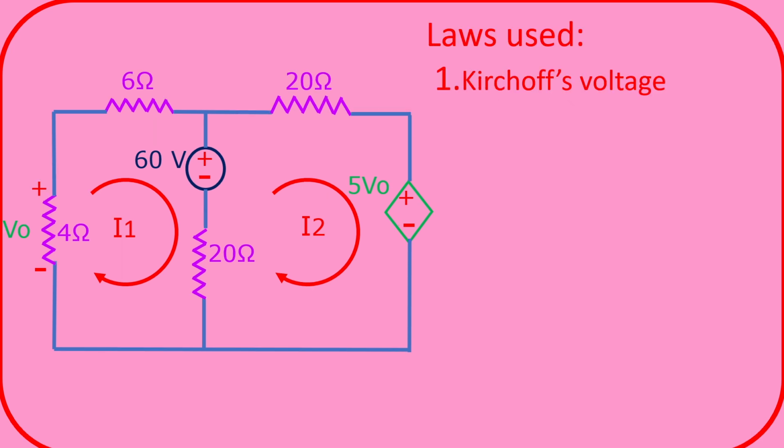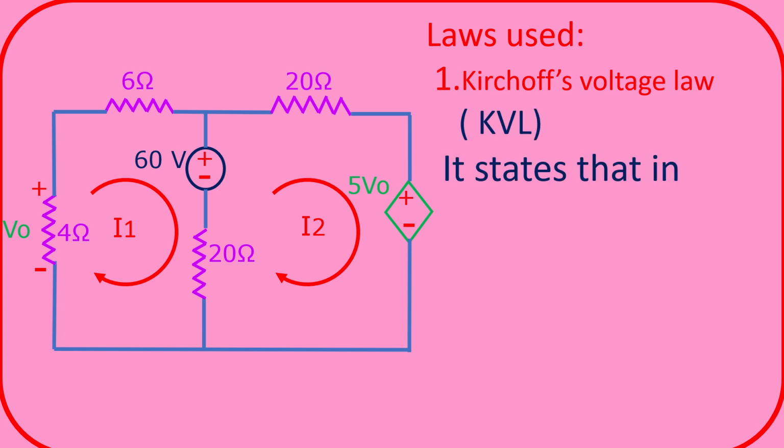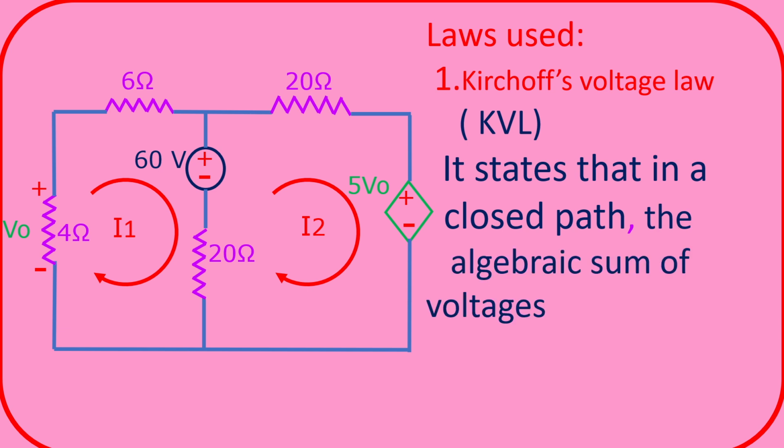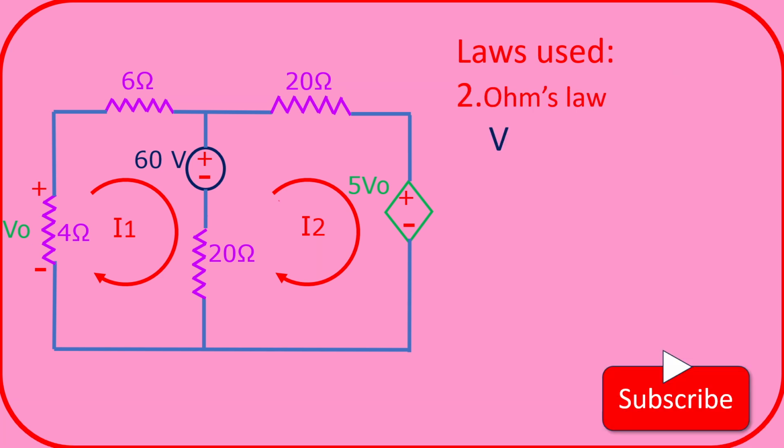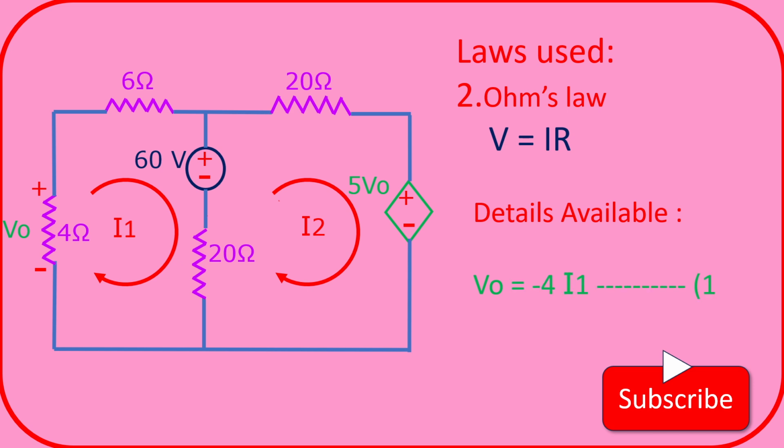And what are all the laws used here? We are going to use two laws. The first one is Kirchhoff's voltage law, KVL. It states that in a closed path, the algebraic sum of voltages is equal to 0, that is sigma V equals 0. In other words, we can say the sum of voltage rises is equal to the sum of voltage drops. And the second law which is used is Ohm's law, that is V equals IR, where V is voltage, I is the current and R is the resistance.